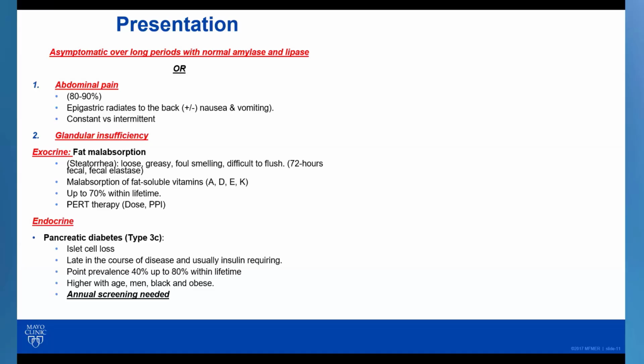While on the other hand, they could lose or have a decline in their endocrine function, by which they would lose their islet cells, through which they could have a high risk of diabetes. And in this case, typically, it tends to happen later in the disease course, and that is seen in about 40% of patients. And almost always, this is going to be insulin requiring. And there is a correlation between this problem and age, and in Black patients as well as those with obesity.